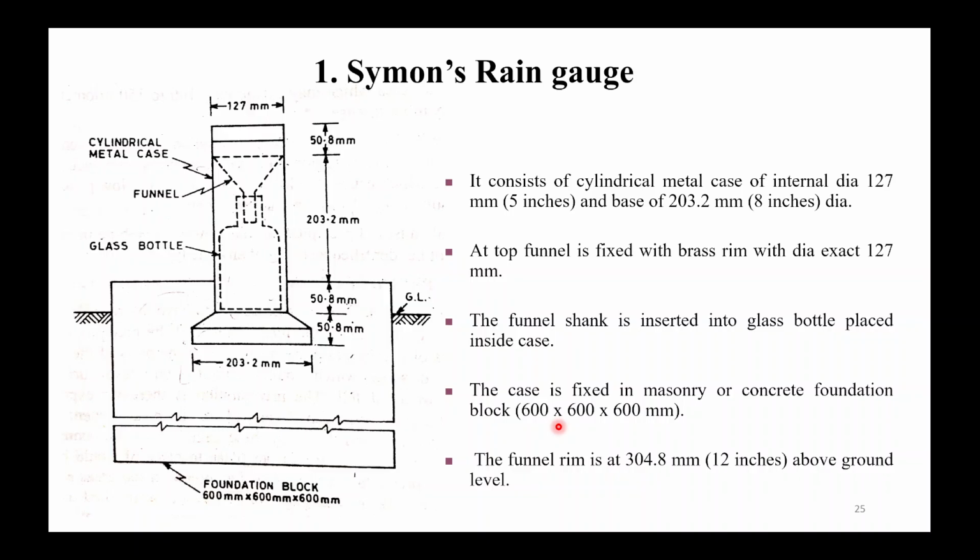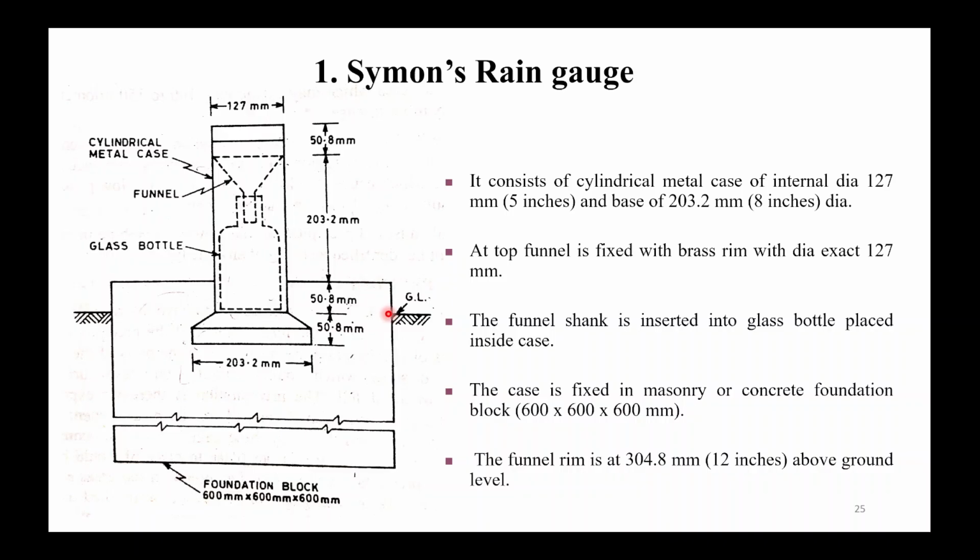So when we talk about Simon's, you can see there is a metal casing here. This metal casing has a rim, okay, 127 mm at the top, and the base is expanded at 203 mm. This is usually fixed inside this concrete block. This concrete block is 600 by 600 by 600 mm, below the ground level, and inside is one glass bottle inside the Simon's rain gauge, and a flask. A relatively shallow flask is kept to intercept the rainfall and direct it inside the bottle.